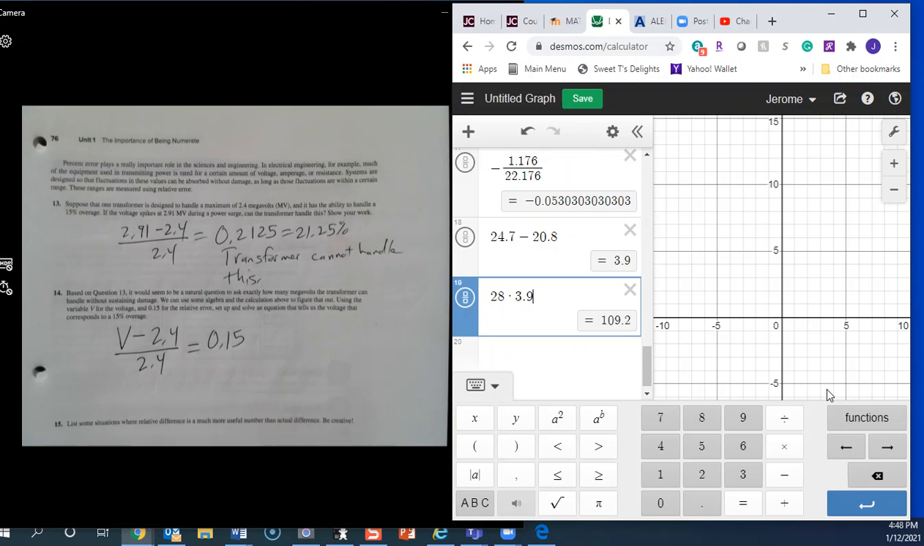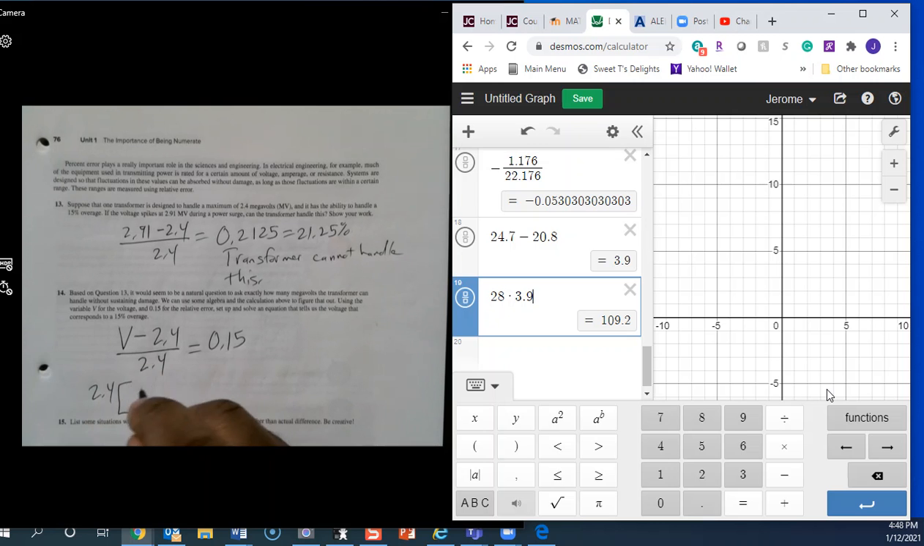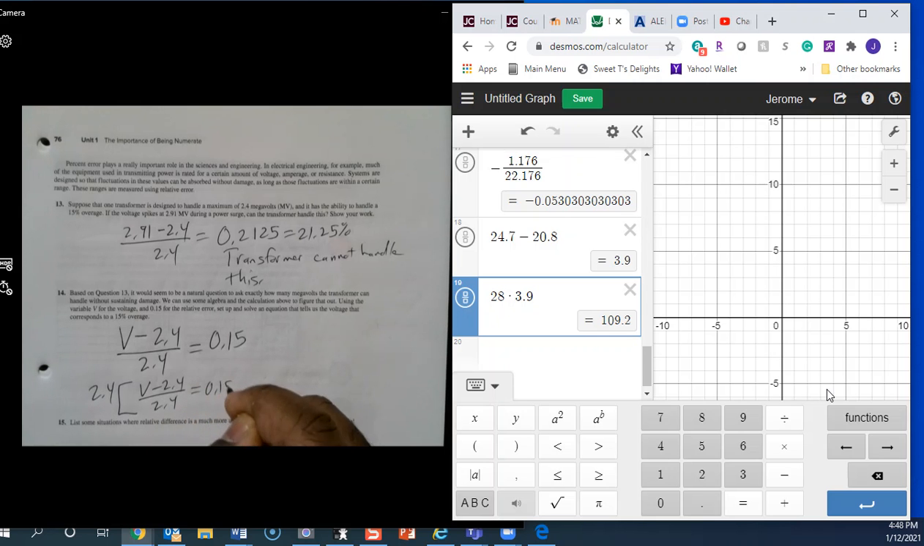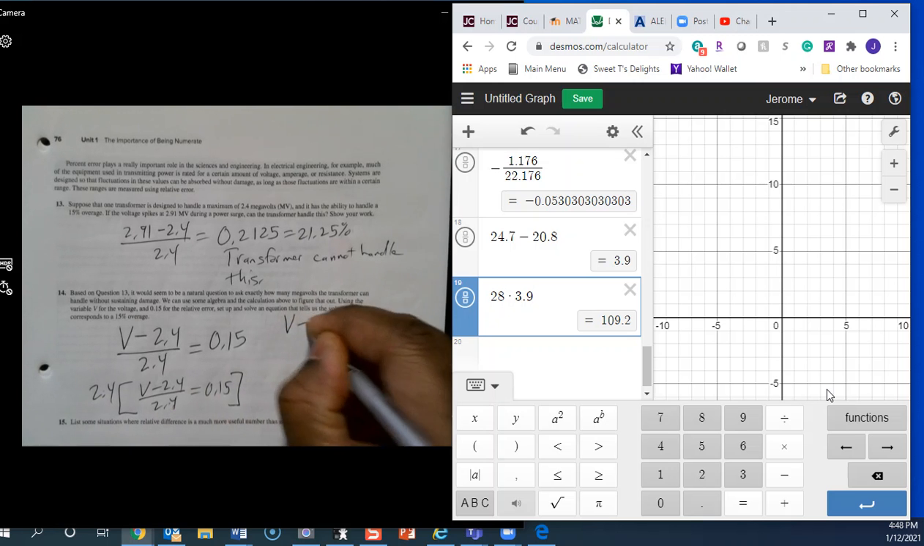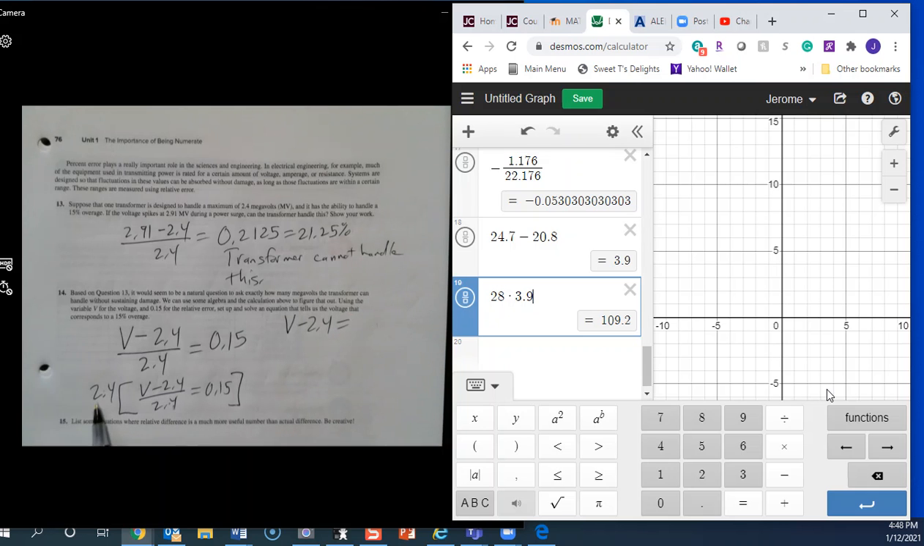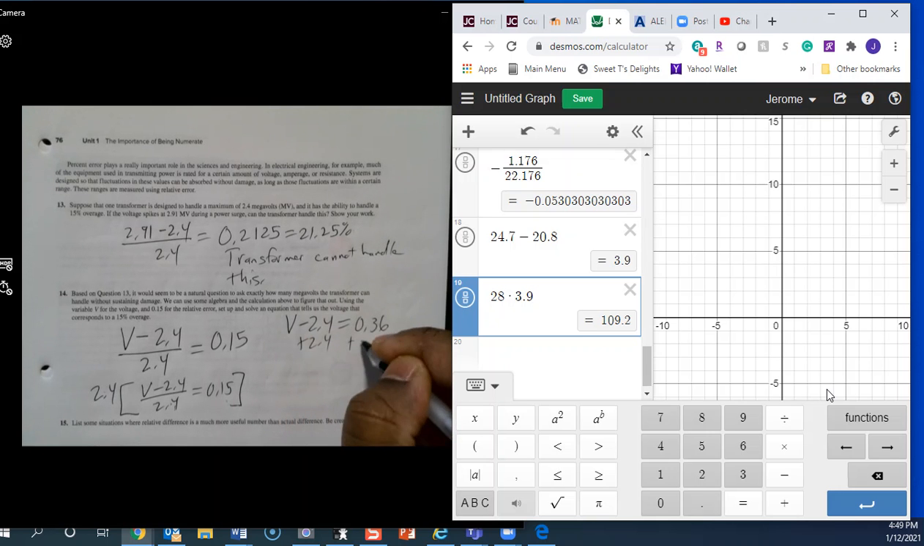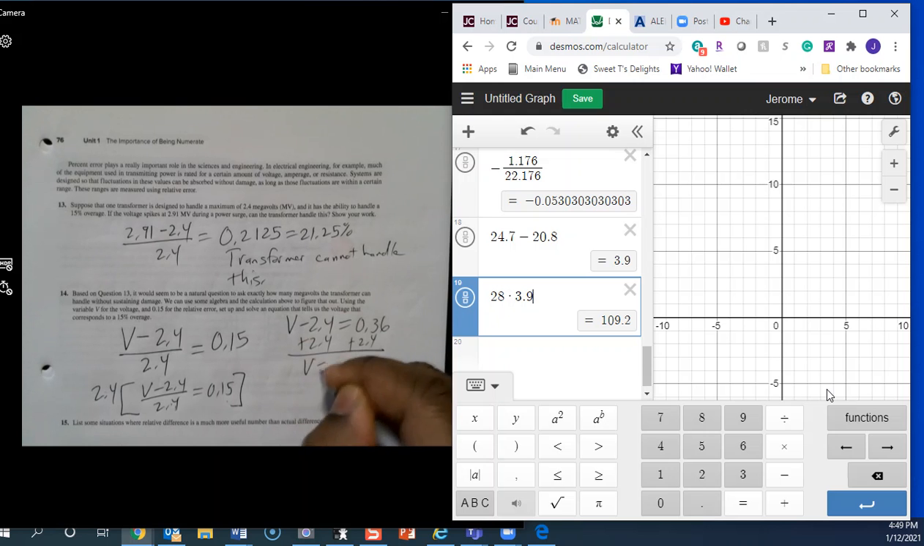So we're trying to do all this to get V. So we will multiply each side, or everything, by the 2.4. These 2.4s will simplify each other out and leave you V minus 2.4. Then 2.4 times 0.15 is 0.36. So we would add 2.4 on both sides. So your voltage can only go up to 2.76 megavolts.